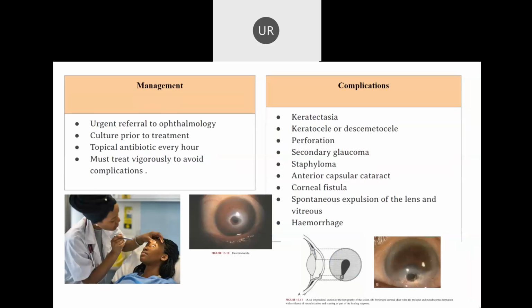So for the management part, corneal ulcer is an ocular emergency. So therefore, it will be urgently referred to the ophthalmologist, and culture is needed prior to the treatment. But the mainstream of the treatment will be topical antibiotics, and it is started to prevent the corneal ulcers from progressing with complications, as I have listed on your right there.